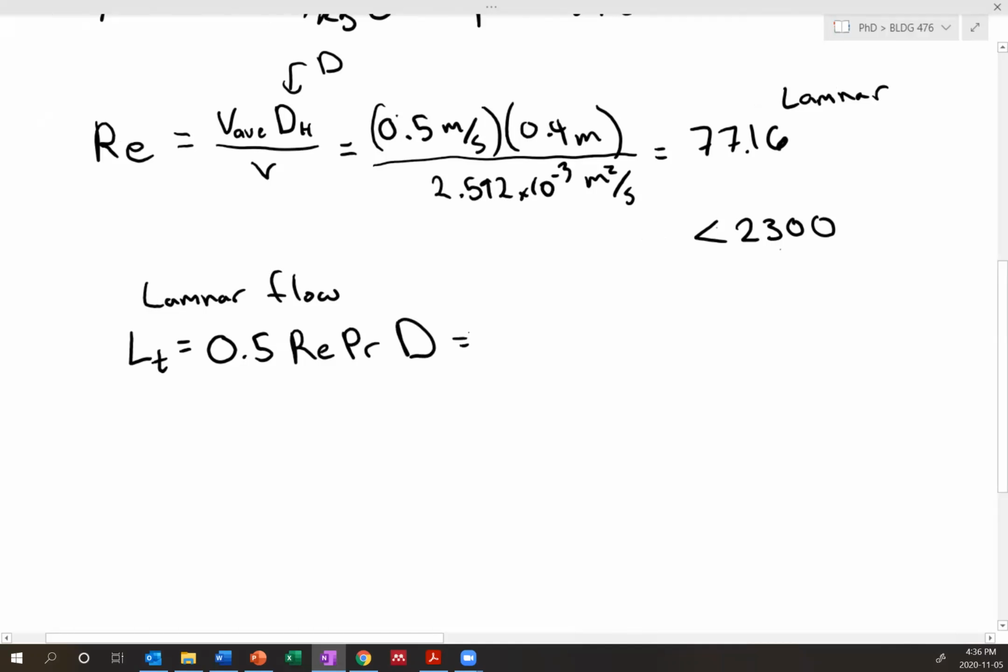times our diameter. So we have our Reynolds number, we found our Prandtl number off the table, and we know the diameter of our pipe. So we can find this at 44,367 meters.